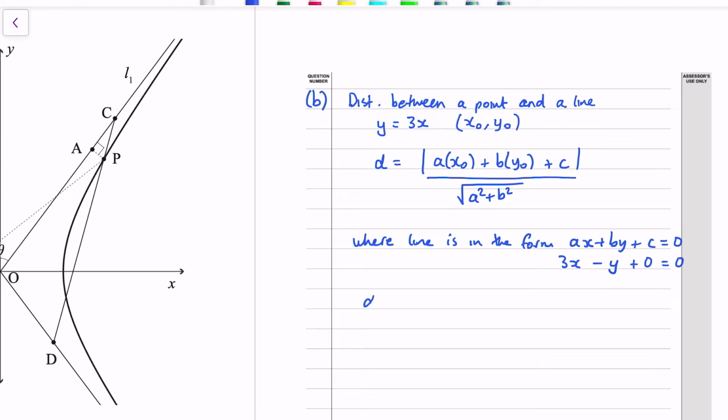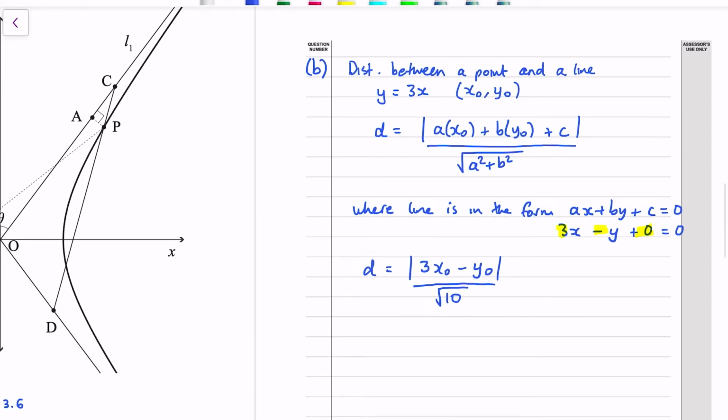Okay, so if we apply this formula, did I say a couple of lines? I guess the first line is the formula and the second line is the answer. We've got the distance is equal to a, which is 3. Okay, this is my a, my b is minus 1, and my c is 0. So we've got 3x naught minus y naught, the absolute value of that, over root 10, 3 squared plus 1 squared. Okay, and the other distance, the distance between P and the other line, turns out very similar. Call that D1, D2 is 3x naught plus y naught all over root 10.